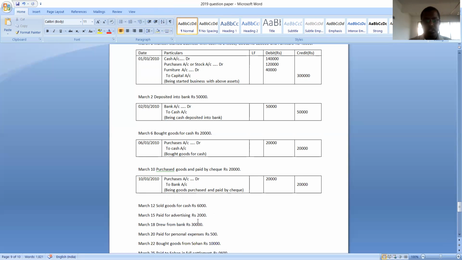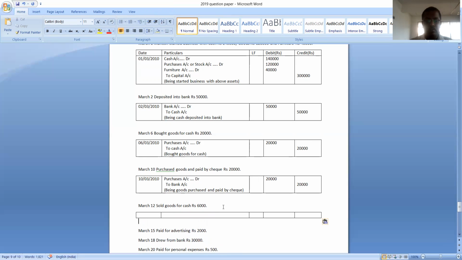Next transaction, it is dated on 12th March 2010. What is the transaction? It is a sold goods for cash rupees 6,000. Sold goods for cash. So which are the accounts here? Two accounts are, one is cash account and another one is sales account. Cash account is which account? It is a real account. Sales account is which account? It is a nominal account.